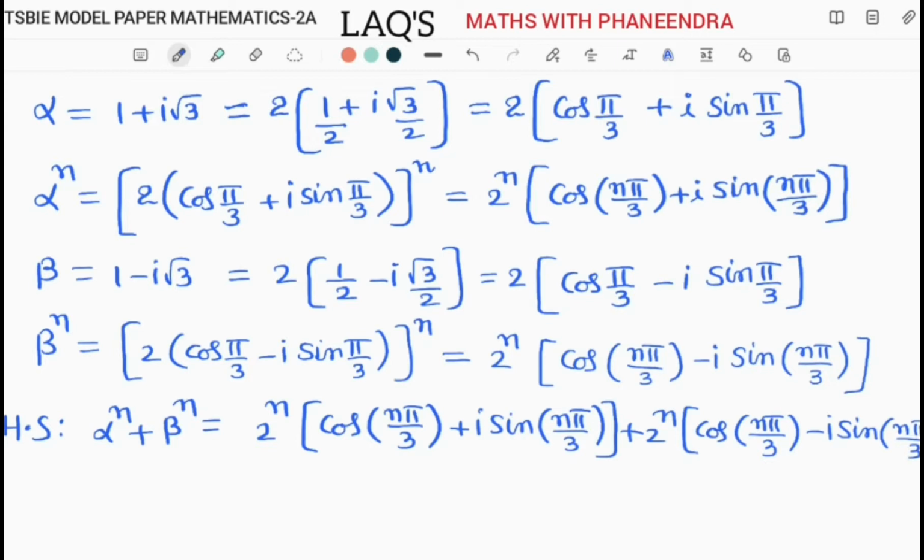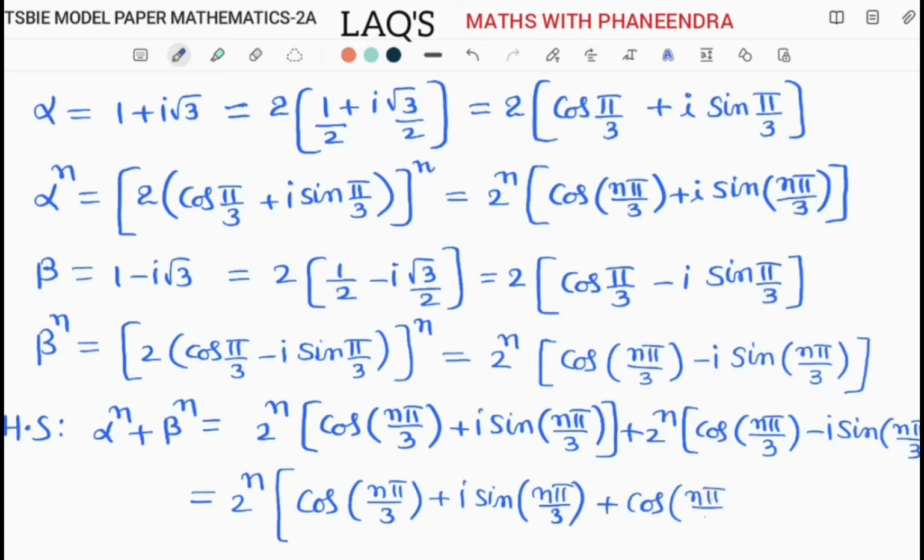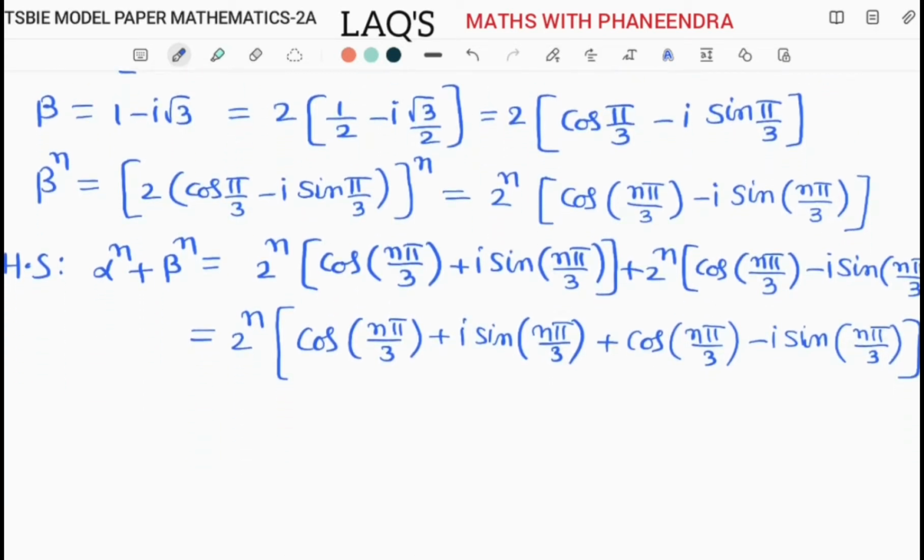So from these two, 2 power n take out common. So the remaining terms: cos n pi by 3 plus i sin n pi by 3 plus cos n pi by 3 minus i sin n pi by 3. So in this bracket, plus i sin n pi by 3 and minus i sin n pi by 3 cancel. So 2 power n into cos n pi by 3 plus cos n pi by 3, 2 times cos n pi by 3.